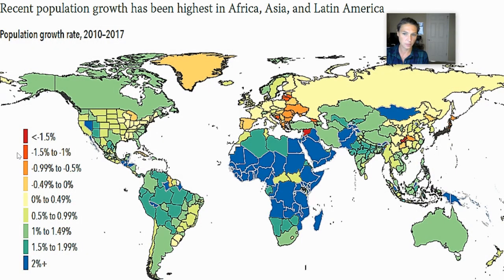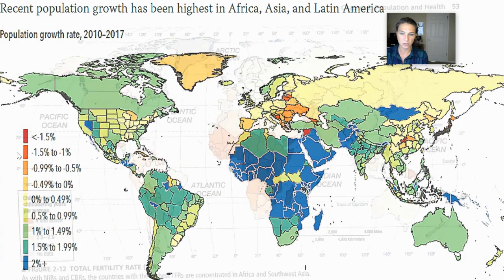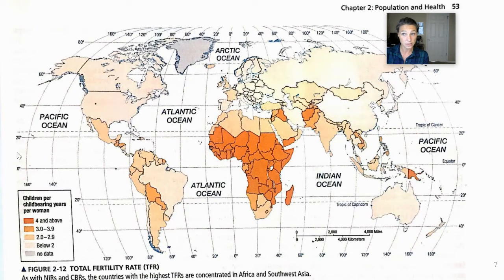I guess I should maybe stop talking and let you see if there's any overlap between these two. So is there overlap between where the population is growing the fastest and total fertility rate? The answer is, of course, yes.